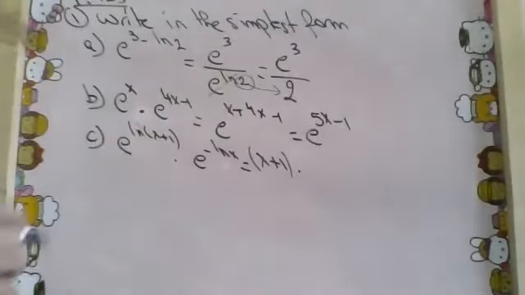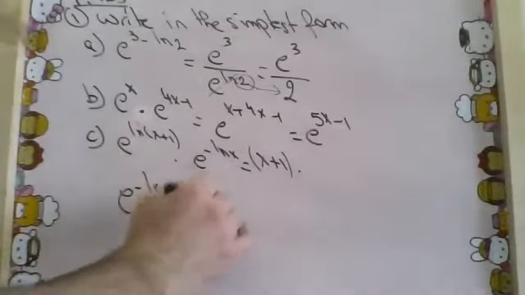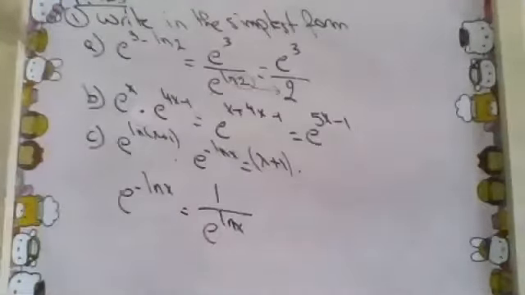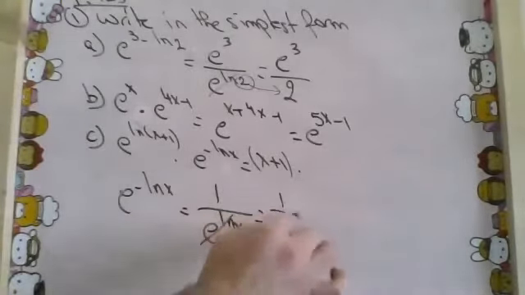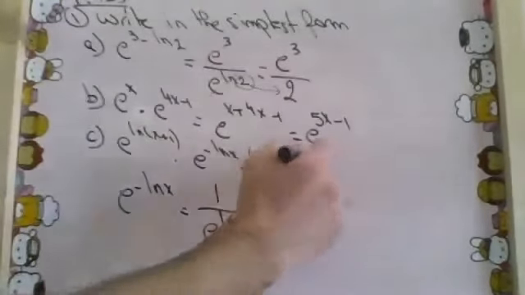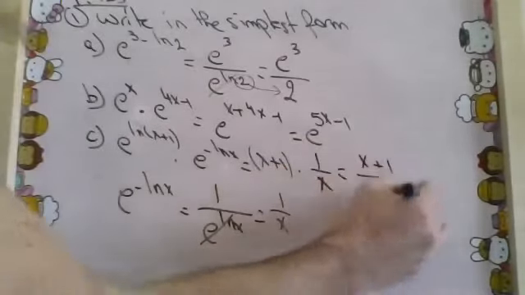You can do one of two things. E power negative ln x. I can write it 1 over e power ln x. Negative exponent, so 1 over e power ln x. Now, e with ln, they cancel each other, so it is 1 over x. So your times 1 over x. And then the answer is equal to x plus 1 over x.